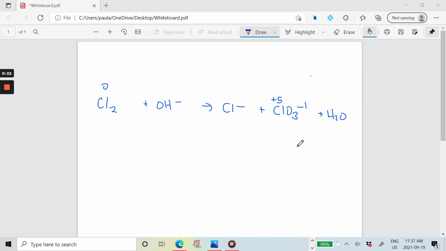Hi everyone. So I'm looking here at example 6, which just precedes supplementary worksheet number 5. This is an example of a disproportionation reaction where the same substance is oxidized and reduced. I just put the relevant oxidation states here. So chlorine is changing from 0 to +5 and from 0 to -1.